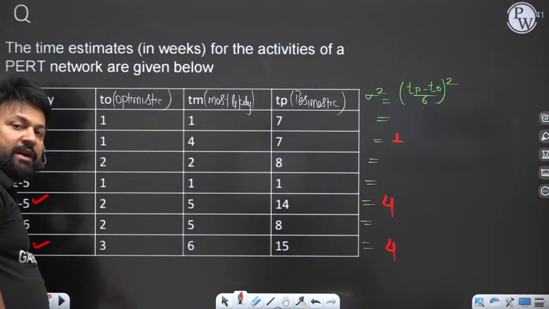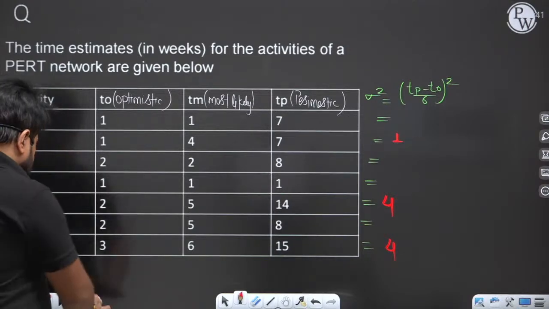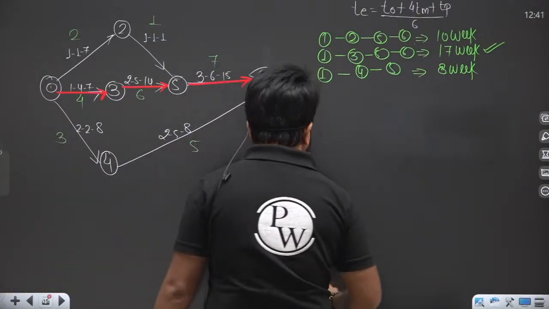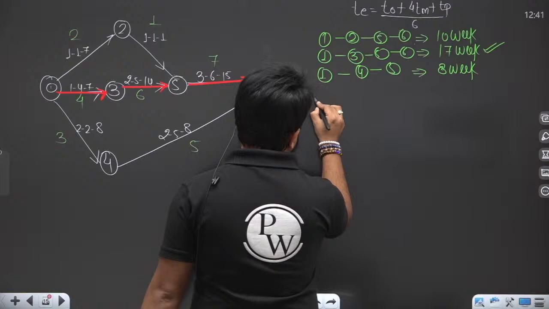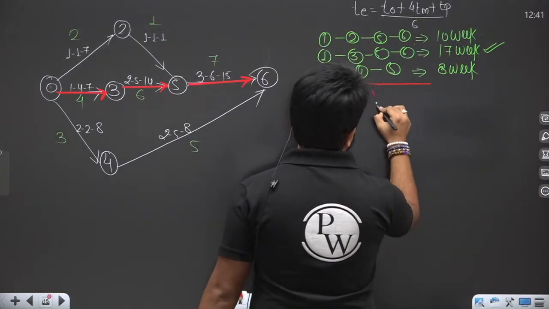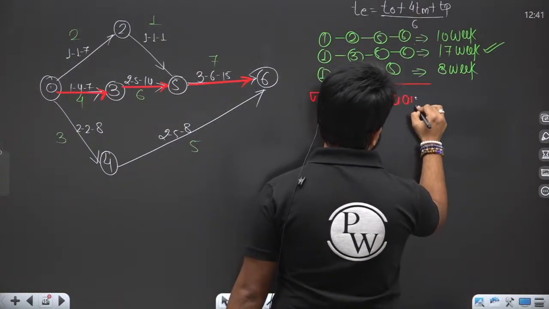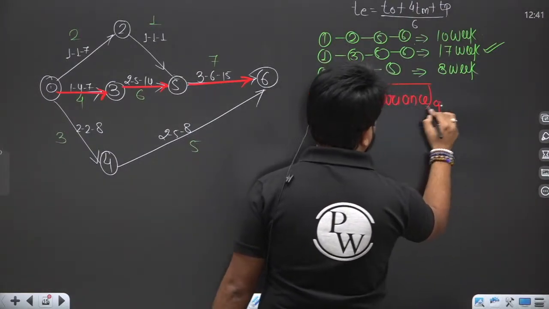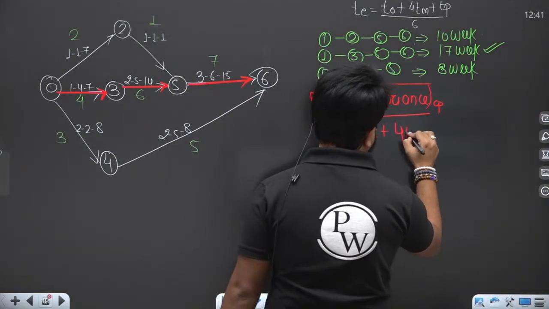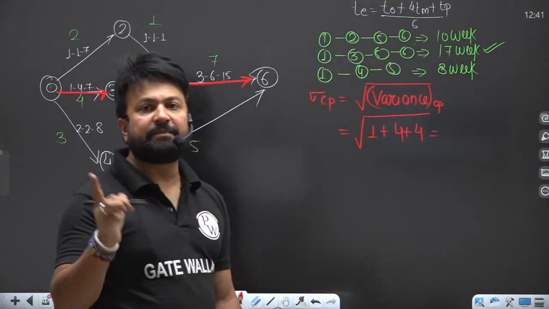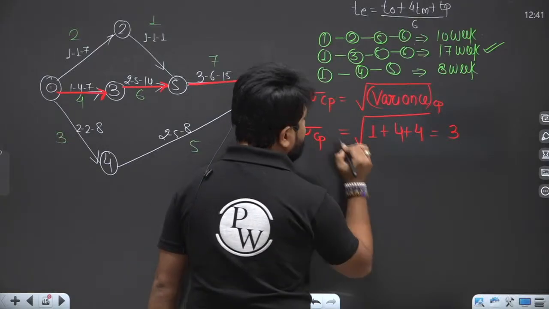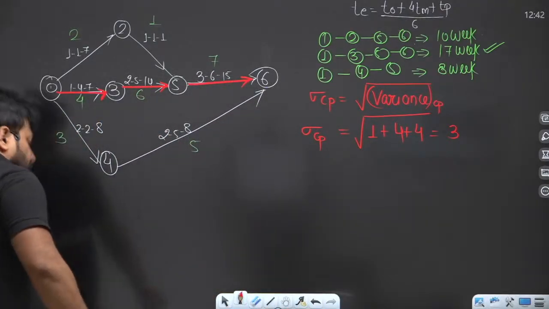The standard deviation of the critical path is the square root of the variance of the critical path. So it will become 1 plus 4 plus 4, that is 8 plus 1, 9. So root of 9 is 3. So the standard deviation of the critical path is 3.